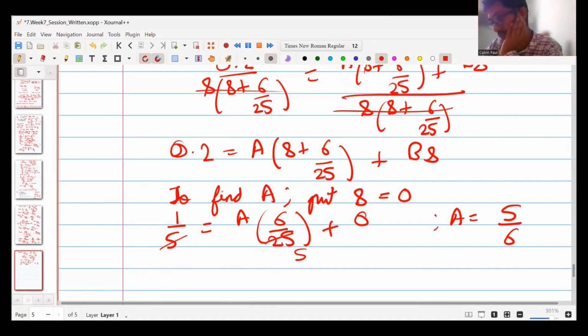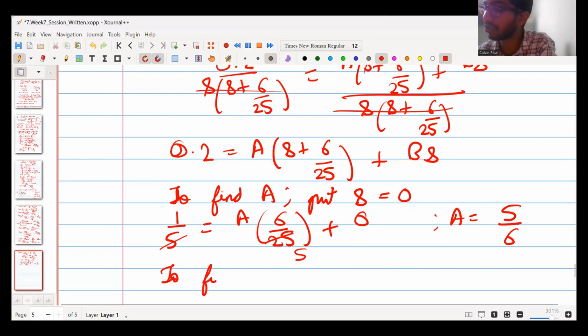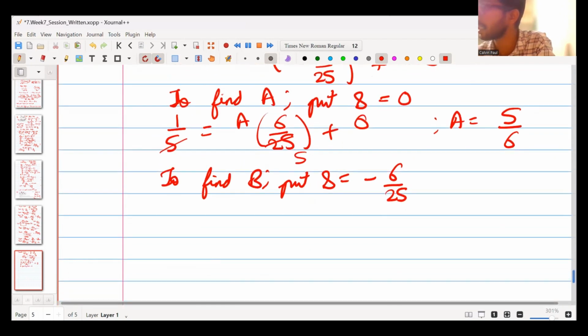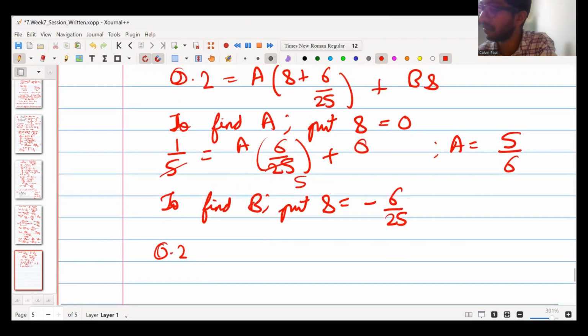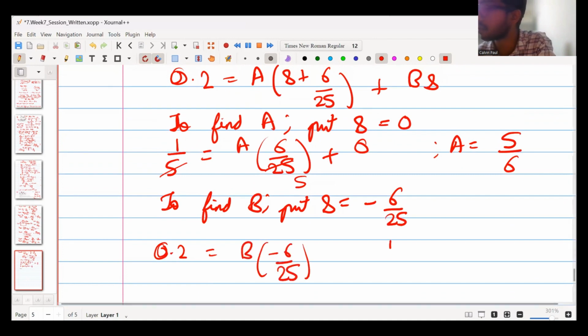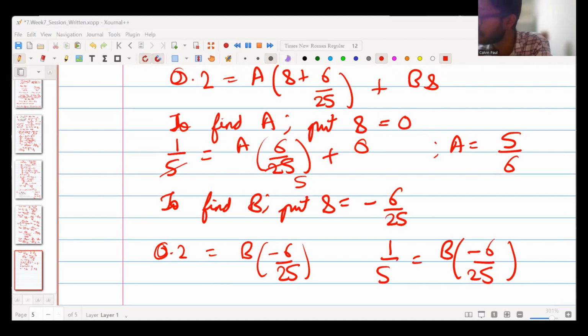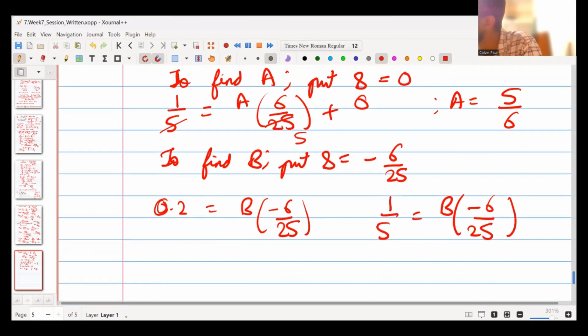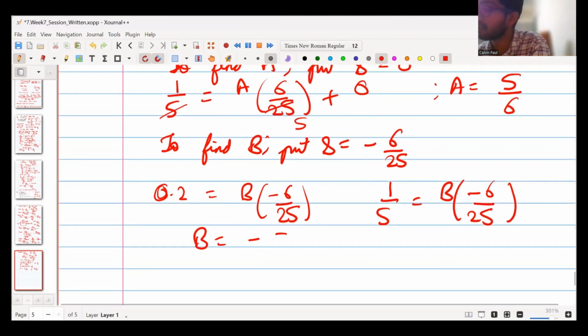Any doubts here? So to find B, what should we put S to be? Minus 6 by 25. So we put S is equal to minus 6 upon 25. So we get 0.2 is equal to B into minus 6 upon 25. So this is 1 by 5 is equal to B into minus 6 upon 25. So your B will be equal to minus 5 by 6.